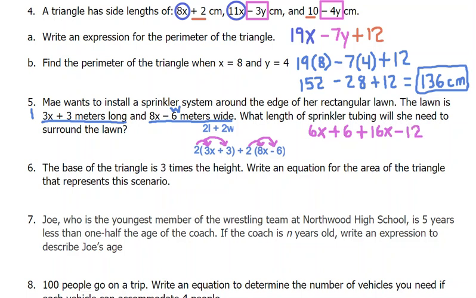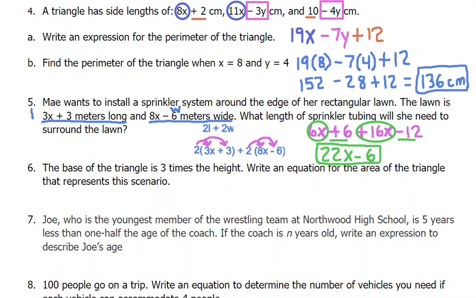So now I can combine my like terms. I'm going to put my variable terms first, so I'm going to look for my x's. I see I have a 6x and a positive 16x. 6 plus 16 will give me 22, and the x stays with it. I also see I have some constants. I have a plus 6 and a minus 12. If I combine plus 6 and minus 12, that's going to give me a negative 6. So my final answer is 22x minus 6.